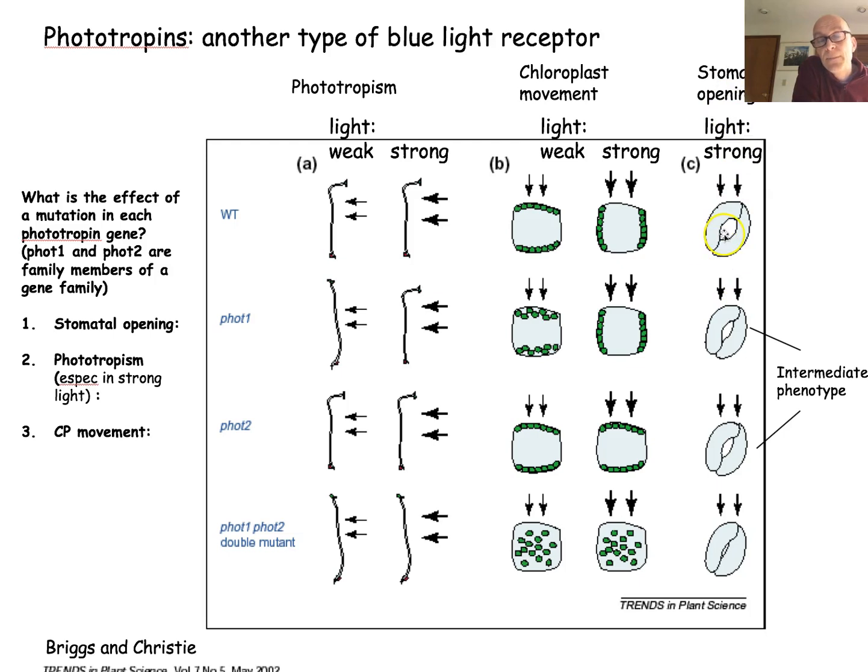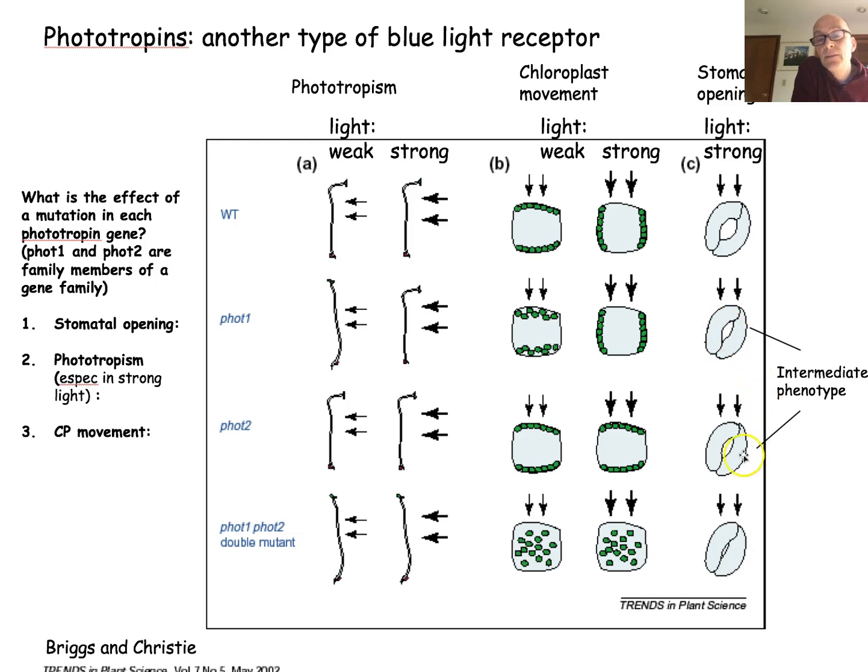And then here's an example where the wild type opens the stomata during strong light. If you knock out one of the phototropin genes, phototropin 1, you get an intermediate phenotype. It's sort of halfway in between. And the same is true for phototropin 2. And when you knock them both out, then you get complete closure.